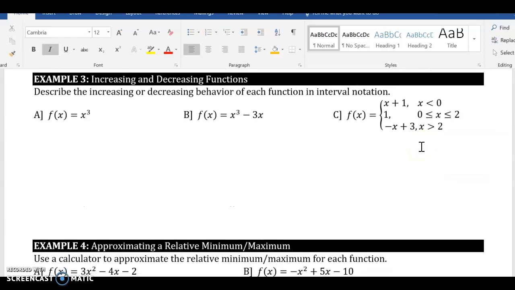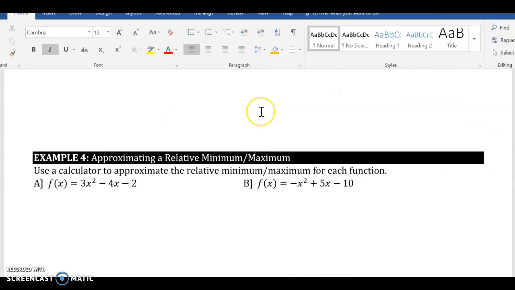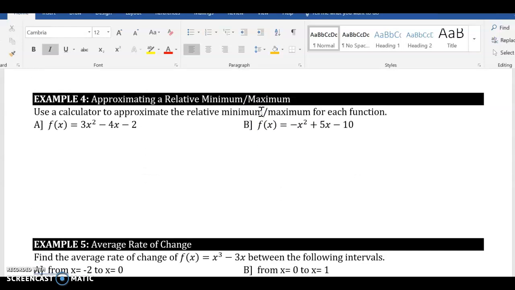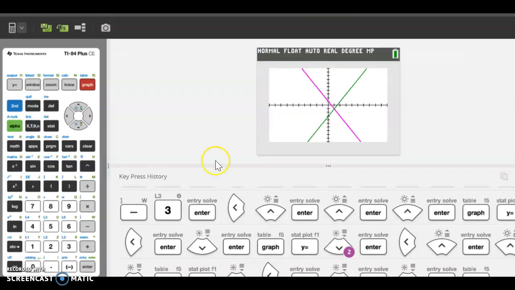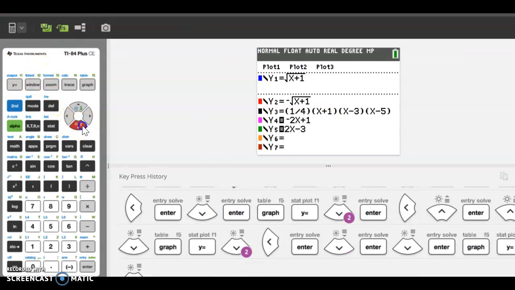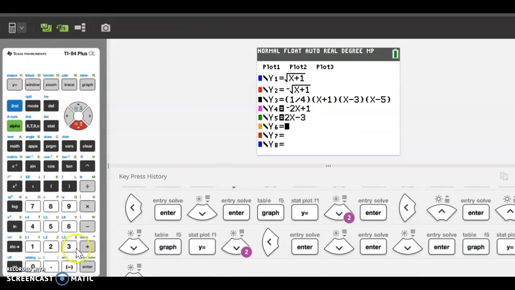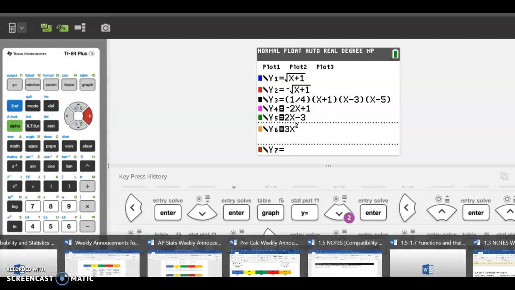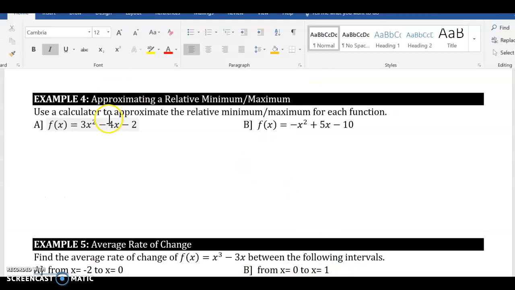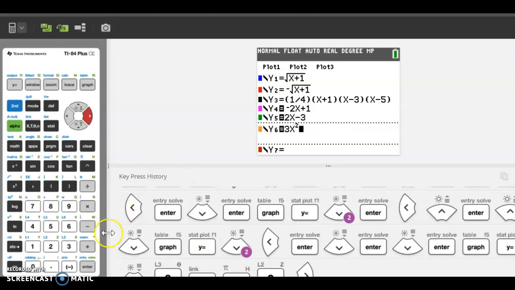Okay. We're going to skip increasing, decreasing for right this minute. We're going to go to relative minimum and maximum. We're going to use our calculator again. Figure we might as well go straight to that. So I need to graph that. Instead of erasing, just to show that I can get a whole bunch of equations in here, what is it, 3x squared minus 4x minus 2.